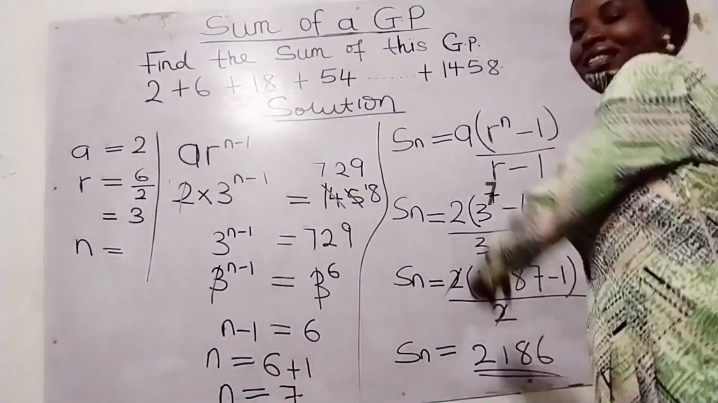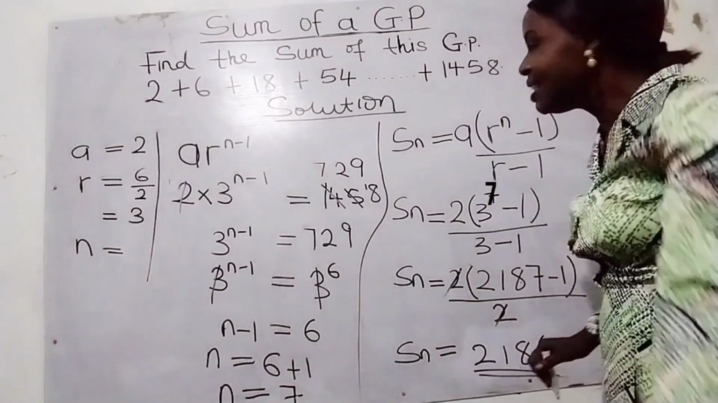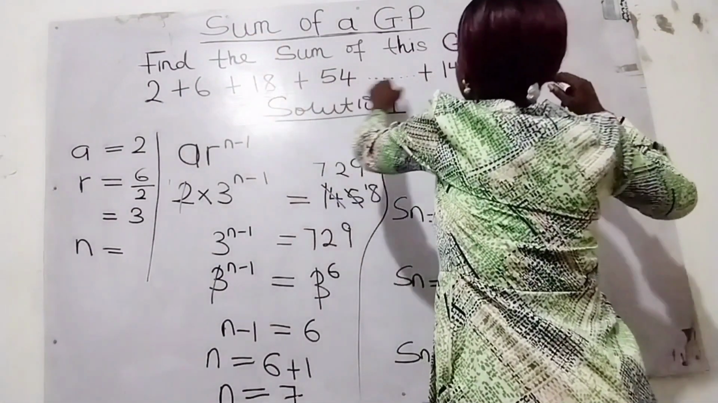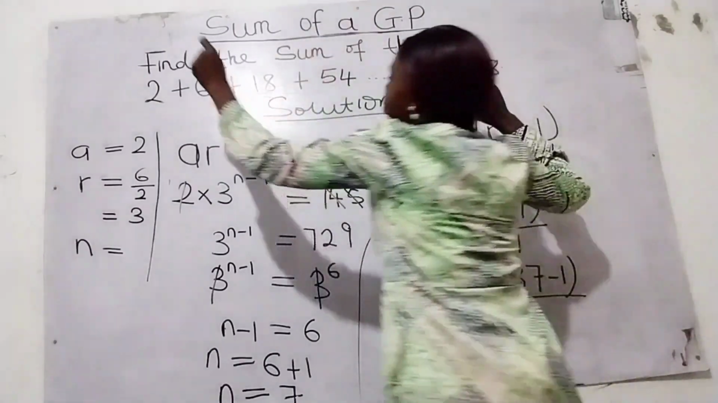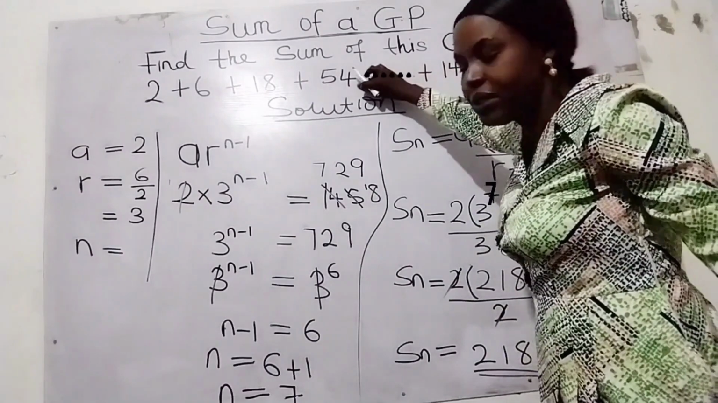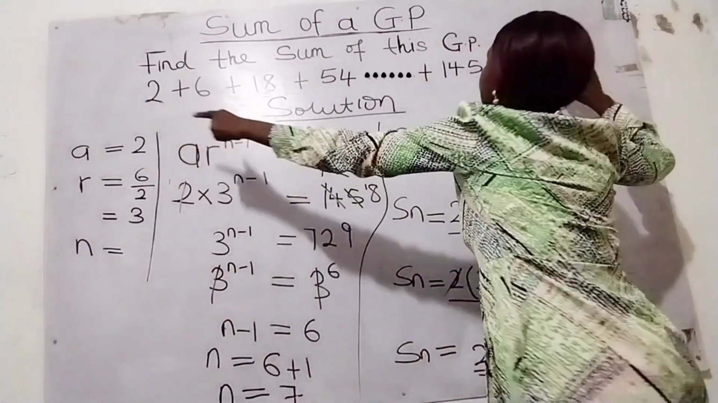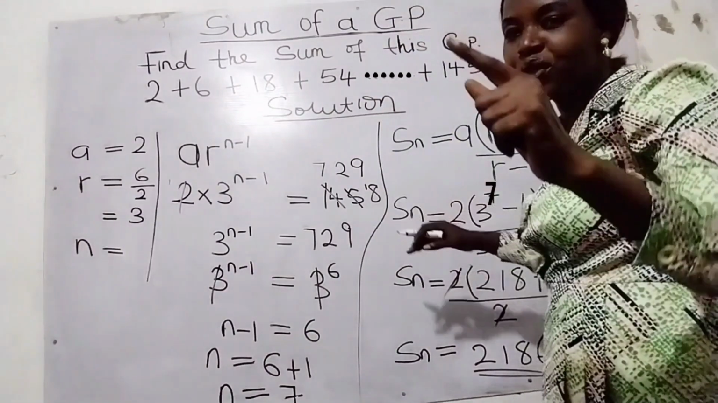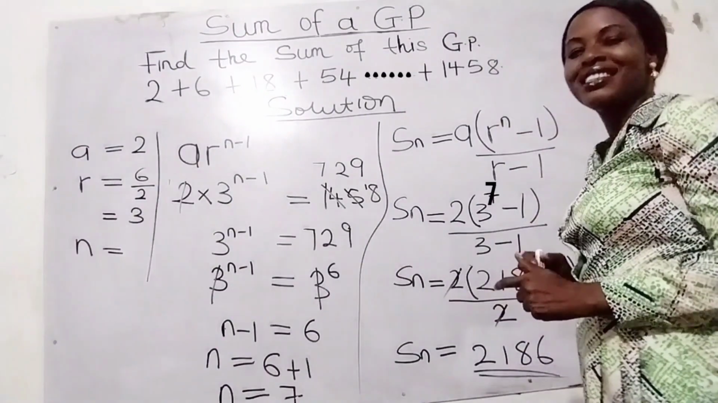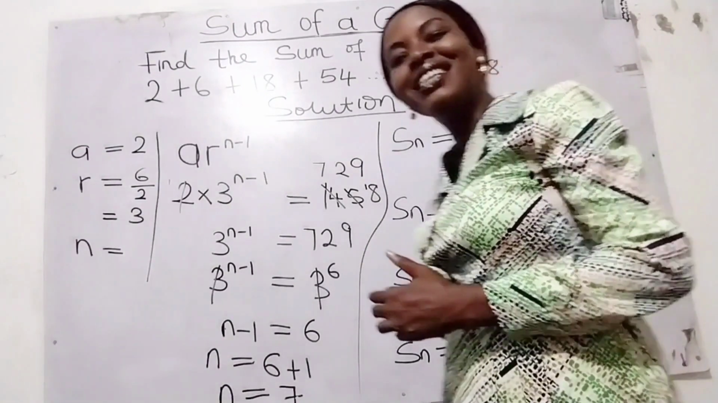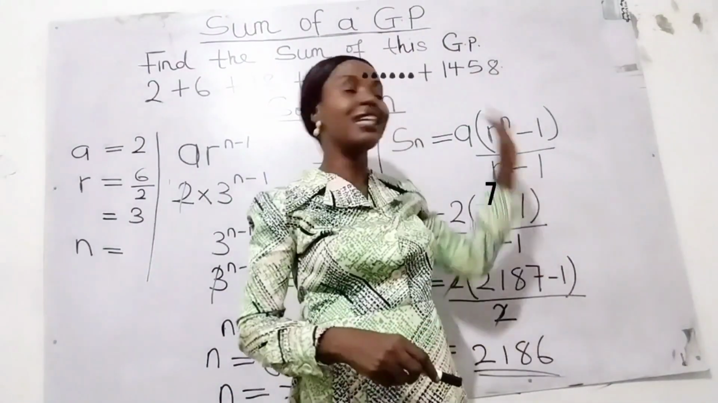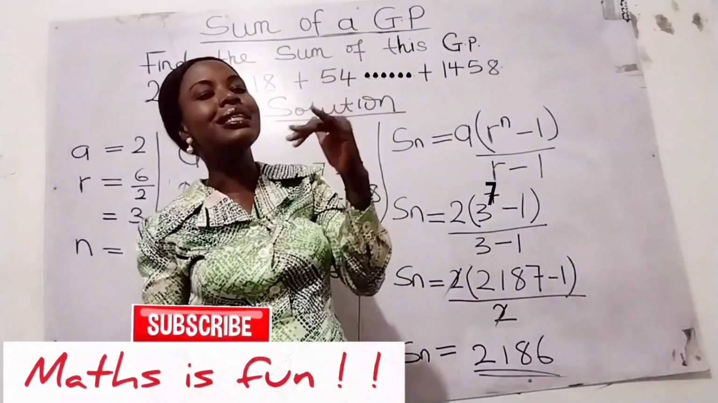2186. Yeah, that's the answer to this problem. Which means that if you add up all the numbers in this GP from the first one to the last one, and also write out the ones that are not given, and add everything together, we will obtain 2186. Yes, I believe you agree with me that this is a very interesting problem. Math is fun.